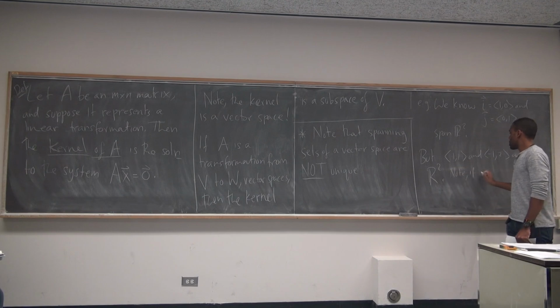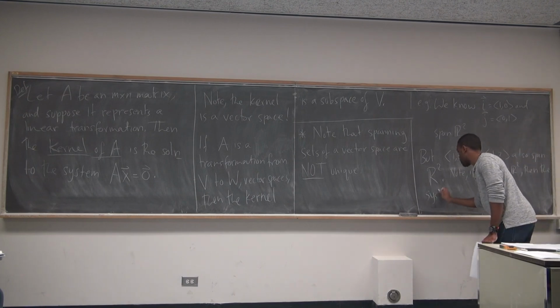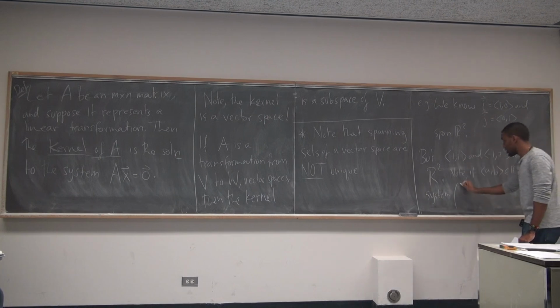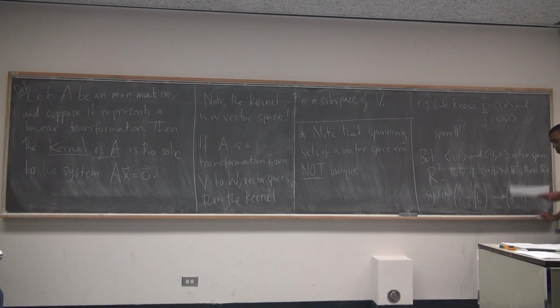Note, if (a, b) is in R2, then I can set up the system with these vectors (1, 1), (-1, 2), and (a, b). That would reduce ultimately to 1, 0, 0, 1, with (2a plus b) over 3 and (b minus a) over 3. And so you can literally say this times this vector plus this times that vector will give you the vector (a, b), and you can do the computations and check it.